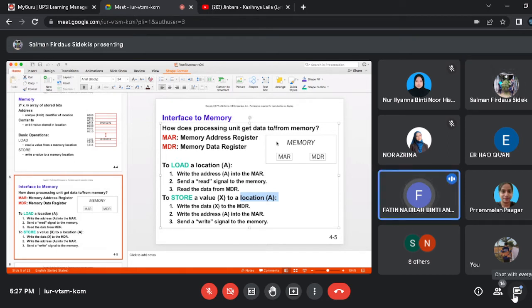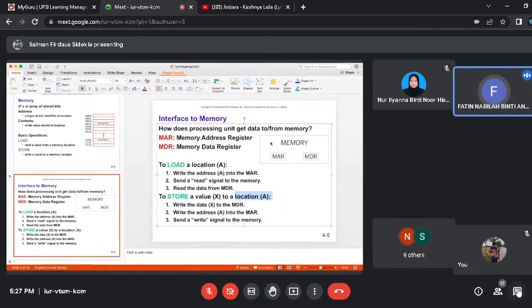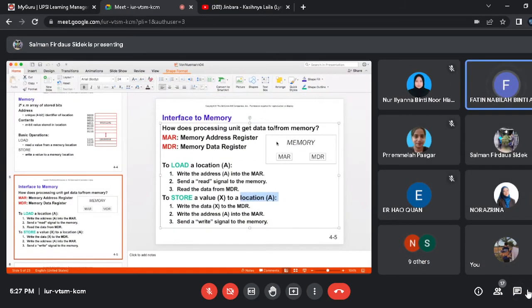Saya cuba untuk load yang saya boleh. Yang saya faham mula-mula dekat MAR dia write address. Dia tu siapa? Siapa yang tulis address tu? Control unit. Yes, control unit will write the address into MAR, betul. And then lepas tu control unit send read signal dekat memory. Lepas tu data register.